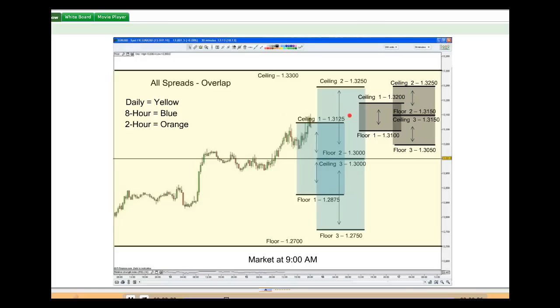Then we even have shorter spreads. So we have one that covers the center part of the market, and then we have one that goes up from there and one that goes down from there. And so if I was long, I have multiple floors and ceilings, and that's the whole premise. As the market moves, here it is at 9 a.m., 1 hour later, we have new spreads that come in.